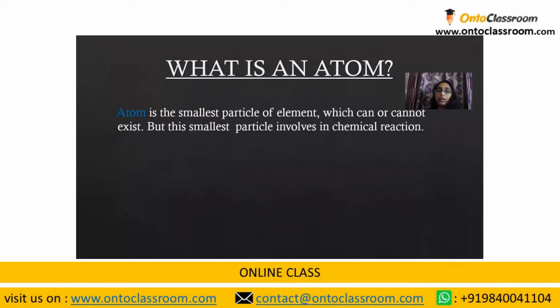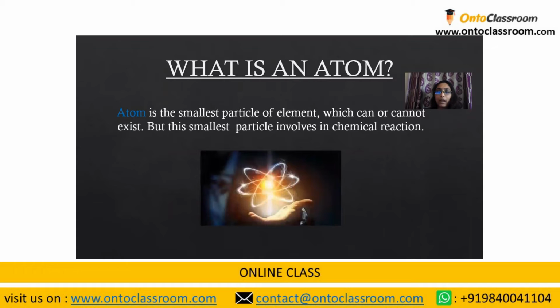An atom is the smallest particle of an element which can or cannot exist, but this smallest particle is involved in a chemical reaction. So if an atom is involved in a chemical reaction, at that time the atom combines with the other atom. Instead, they remain the same and they rearrange. And what happens if an atom cannot exist? It combines with another small atom.